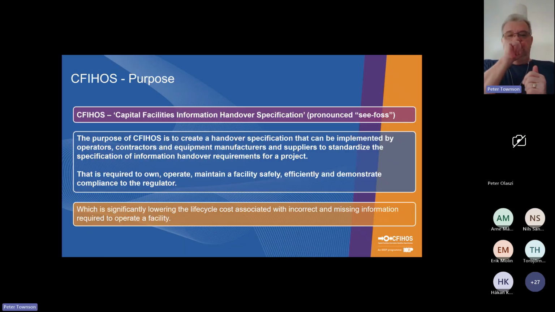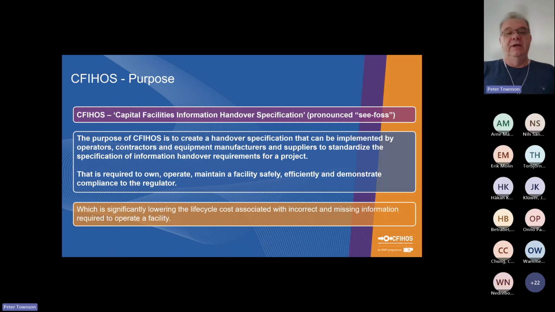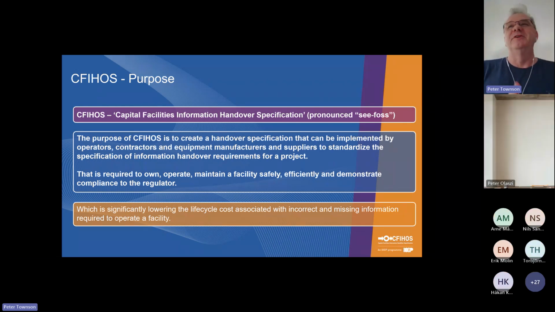Okay, excuse me. So CFIHOS, what does it stand for? It stands for Capital Facilities Information Handover Specification, and we like to pronounce it as CFIHOS, but there are various other ways of pronouncing it, but that's our preferred pronunciation. And a little bit about our purpose.